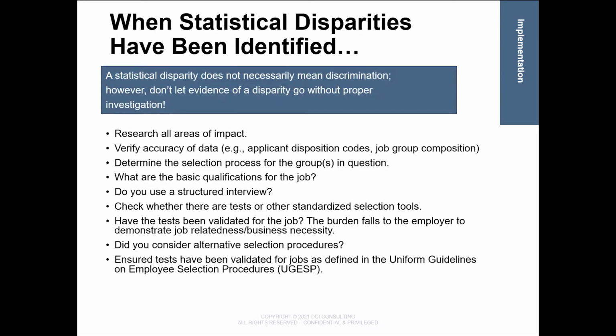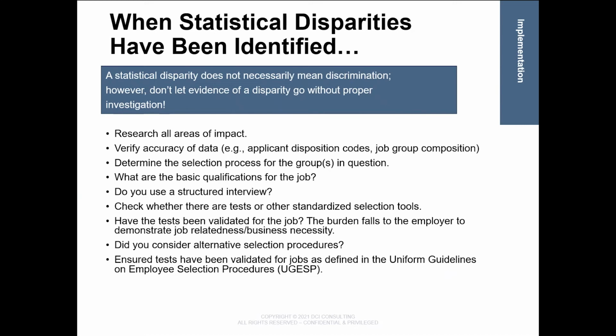So, what should you do when statistical disparities have been identified? Having a statistical disparity does not necessarily mean discrimination. However, don't let evidence of a disparity go without proper investigation. First, research all areas of impact. Understand which job groups or titles have flags. Then, verify the accuracy of the data, including applicant disposition codes and termination reasons.